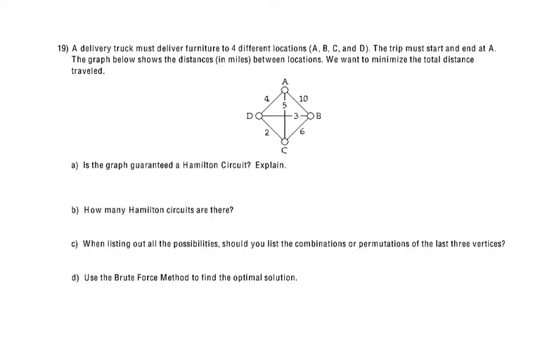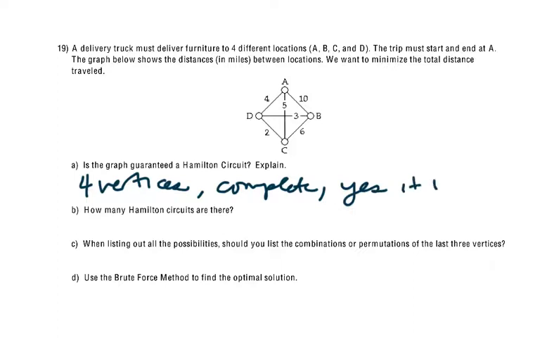Let's take a look at an example. A delivery truck must deliver furniture to 4 locations, A, B, C, and D. The trip must start and end at A. The graph below shows the distances in miles between locations. We want to minimize the total distance traveled. Is the graph guaranteed a Hamilton circuit? Explain. Yes, there are 4 vertices and it's complete. So therefore, yes, it is guaranteed. It met the requirements to have a guaranteed Hamilton circuit.